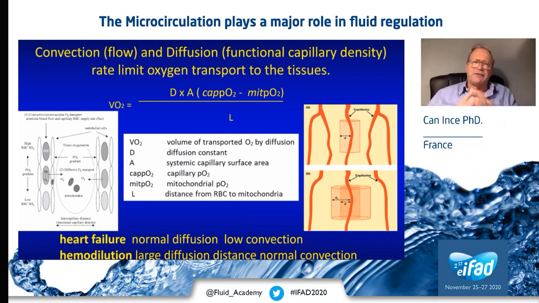So if we look at the two different parameters which actually determine the movement of red blood cells and thereby oxygen to the tissues, there are two. It is the convection, which is the number of red blood cells per time in a particular direction, flow, mass transport, but also equally important is the distance between the hemoglobin, the oxygen in the hemoglobin, and the tissues. So in heart failure, we have a normal diffusion with a low convection, but in hemodilution, we can have a large diffusion distance due to the dilution of the red blood cells. And even though we might have normal convection, the actual diffusion distance might be very large, which would cause dysoxia.